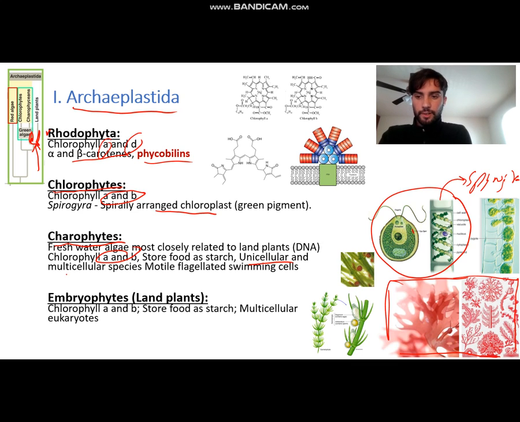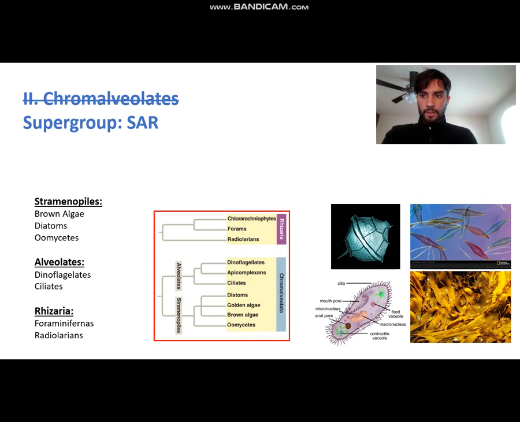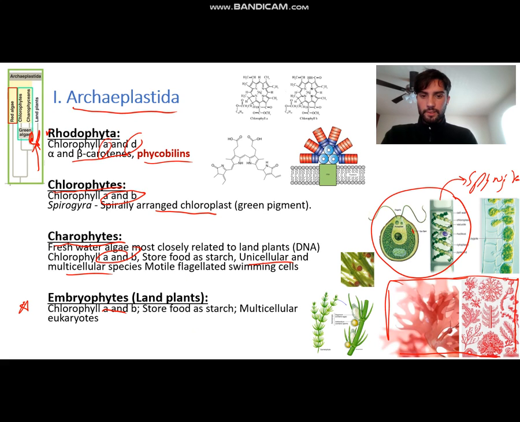There are unicellular and multicellular, and they have motile flagellated swimming cells. So yes, and then we go into land plants, so the embryophytes, and they also have chlorophyll A and B. So yes, this is just a quick overview on archaeoplastids.